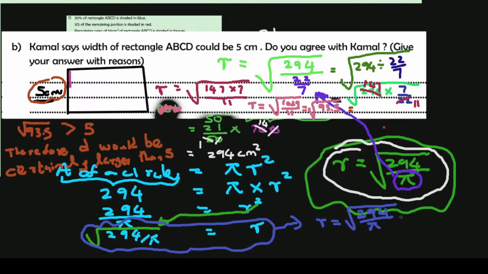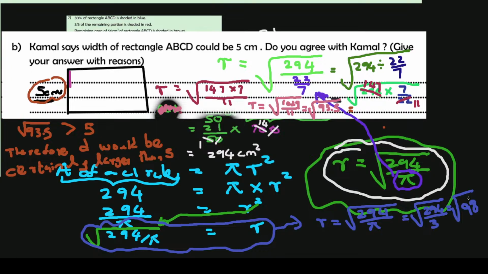But here we don't have to do the exact calculation. So what we can do is the square root of 294, and let's take pi's value as 3. Not 3.14, just 3, because we don't need to know the exact radius of the circle, just an estimation. So that's the square root of, what is 294 divided by 3? That's going to be 98, right?